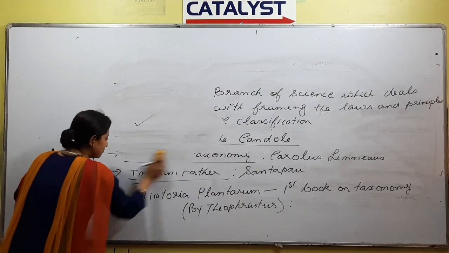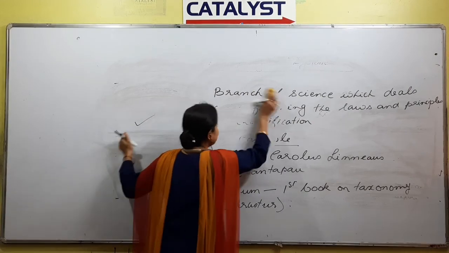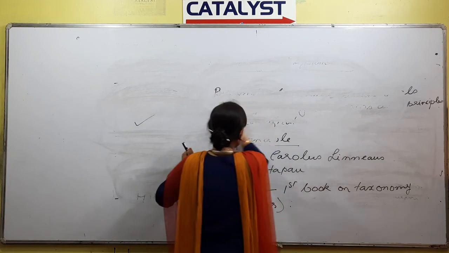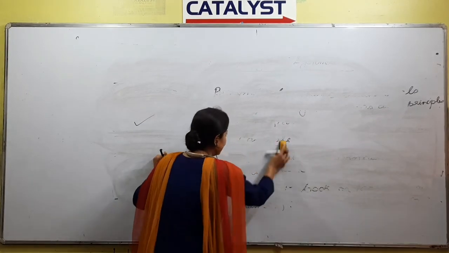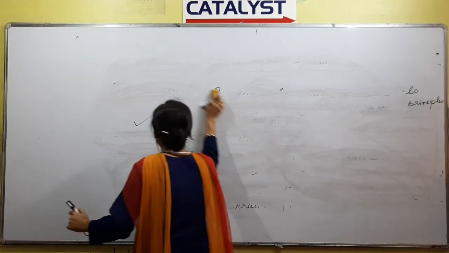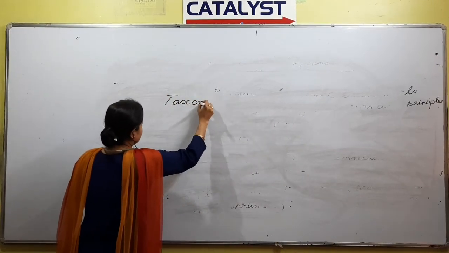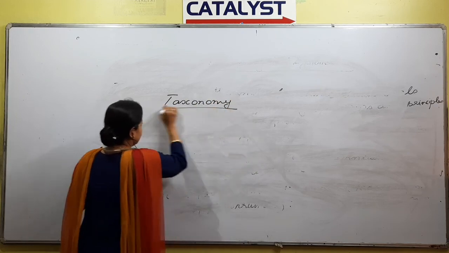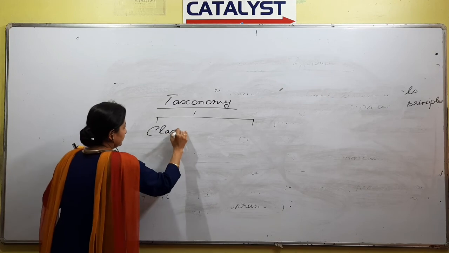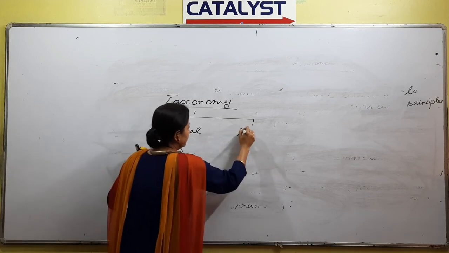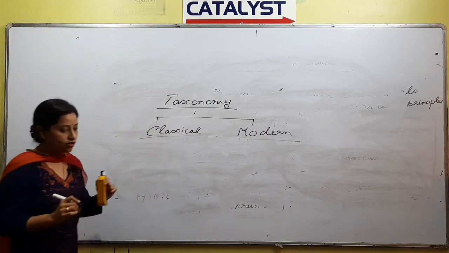Next, types of taxonomy. There are two types of taxonomy. One is called classical taxonomy and the other is called modern taxonomy, right? There are many branches of taxonomy, but broadly, if you want to divide taxonomy, it has been divided into two types: classical and modern, right? So what is classical taxonomy?